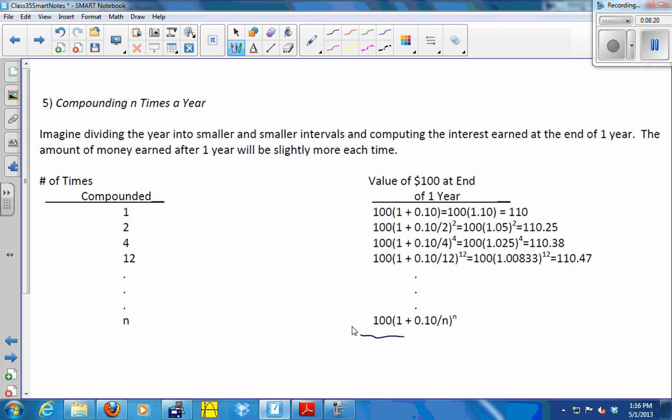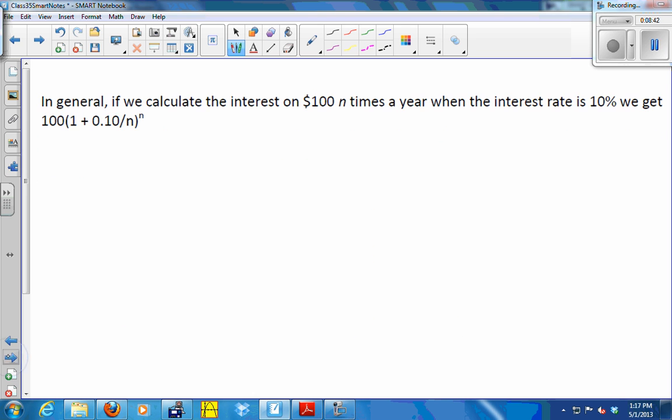So in general, this is the calculation that we've been doing. You take your 10% divided by n, the number of compoundings, add it to 1, raise it to the number of compoundings, and multiply by 100. So you don't need to know that formula. I mean, you've been doing that in general. So we take our 10% divided by n. We could write that as 10 over n, but then we just have to change it to a decimal afterwards. Right? We add 1 to that, raise it to the n power, because we get paid that interest rate every compounding, and then multiply by your $100.